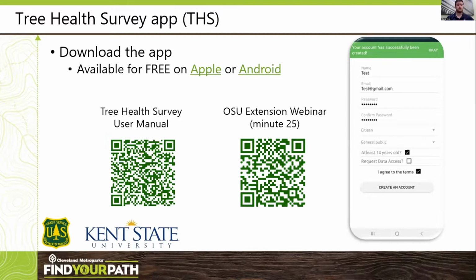And in fact, you point your camera at either one of these QR codes and it'll pop open the PDF user manual on the left, which will give you the links to the app. And then on the right, if you wanted to listen to me talk for a while, I've got an Ohio State University Extension webinar. And if you fast forward to minute 25, I talk specifically about the app and how to use it to go and survey for beech leaf disease.